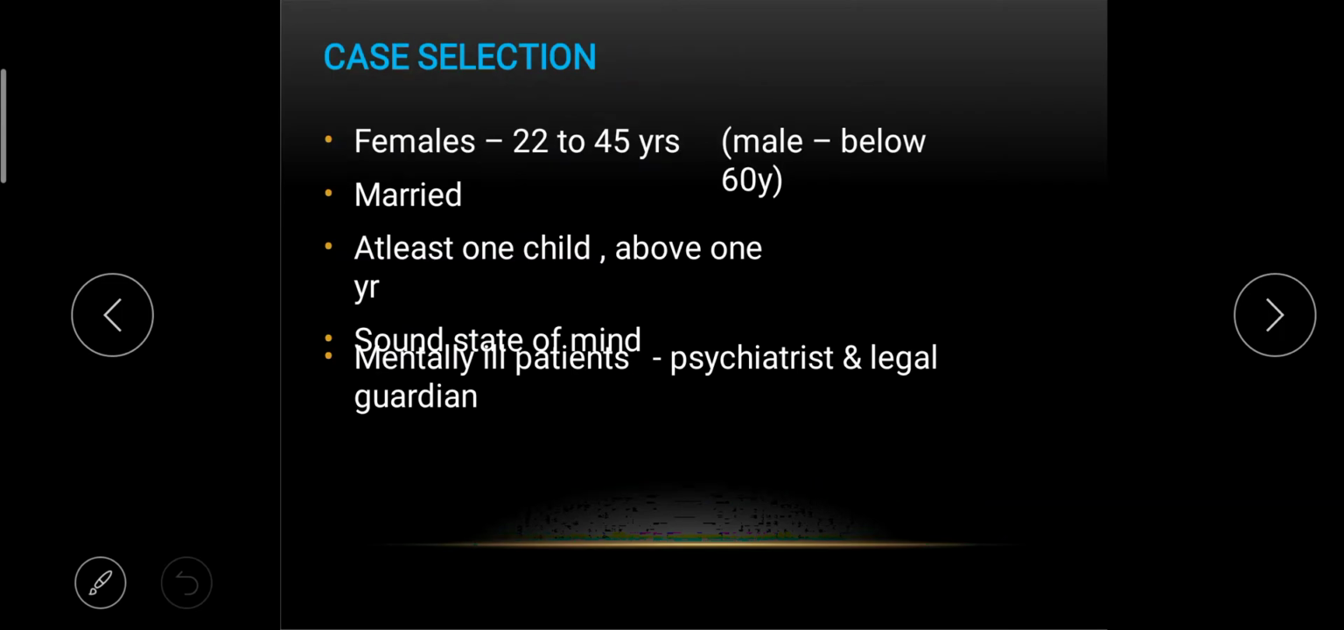Next we have case selection. First, it should be a female, because it is tubal ligation, and her age should be between 22 and 45 years. The woman undergoing the tubectomy should be married, have at least one child above 1 year, and be of sound state of mind. Mentally ill patients, psychiatric patients, and those under a legal guardian, who are not stable enough to understand the procedure, should be excluded. These are the selection criteria for tubectomy.